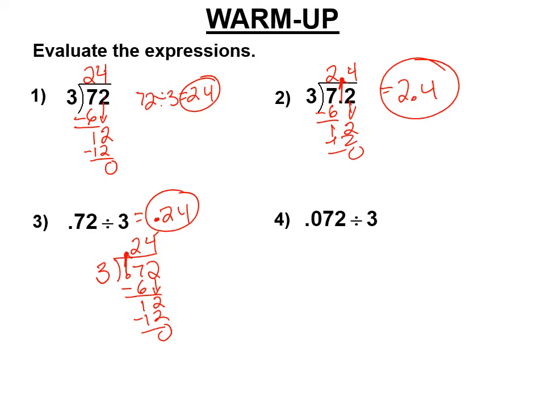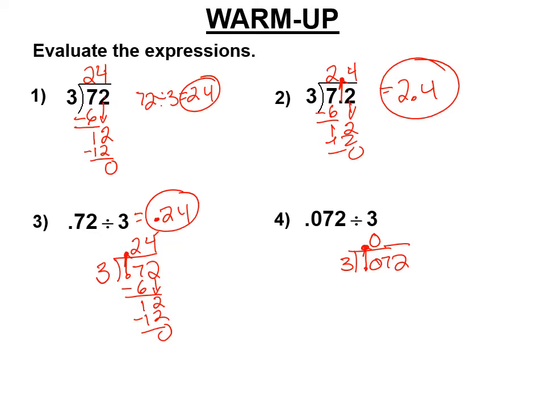The final one is 72 thousandths divided by 3, or 0.072 divided by 3. Decimal still goes straight up. Now, what do you do next? 3 goes into 0 0 times. You have to put that 0. You cannot just skip over it. There are times in division where you skip over putting a 0. That is not one of them.